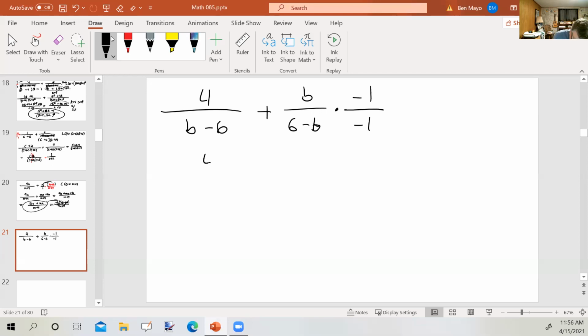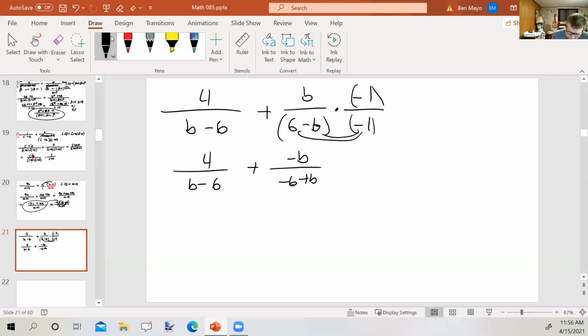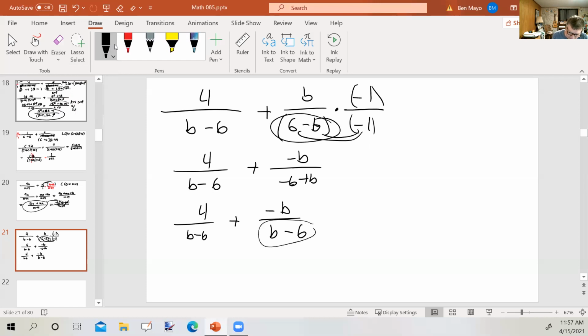So what this gives me now is 4 over b minus 6 plus -b over -6 plus b. Again, distributing the -1 over here. But I could also rewrite -b over -6 plus b as the same thing as b minus 6, right? So what have I done? I've changed that to match that. So now I've got 4 minus b over b minus 6. And that's as far as I can go with that one.